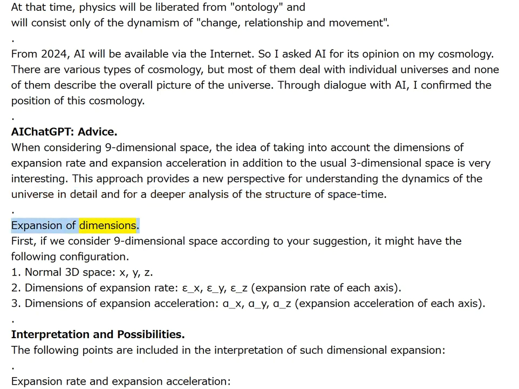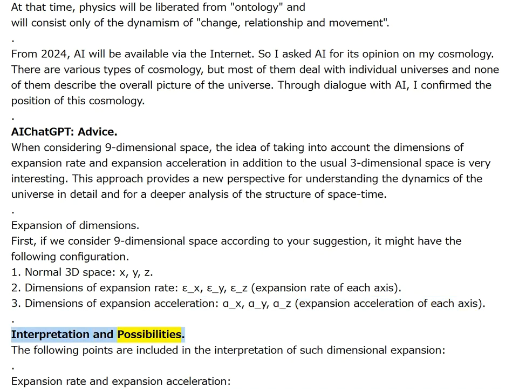Expansion of dimensions. First, if we consider 9-dimensional space according to your suggestion, it might have the following configuration. 1. Normal 3D space: x, y, z. 2. Dimensions of expansion rate: epsilon_x, epsilon_y, epsilon_z, the expansion rate of each axis. 3. Dimensions of expansion acceleration: alpha_x, alpha_y, alpha_z, the expansion acceleration of each axis.